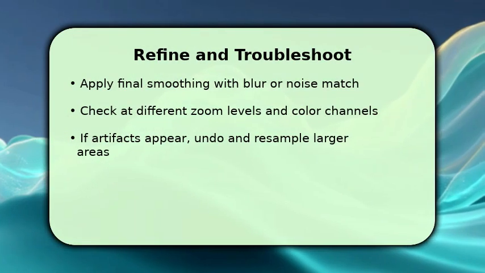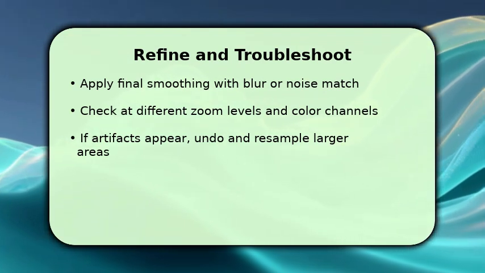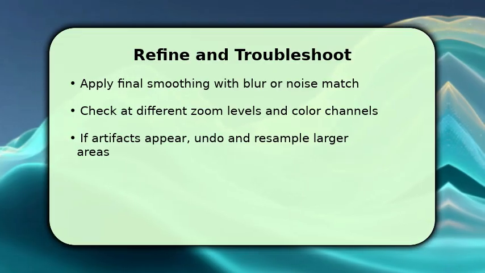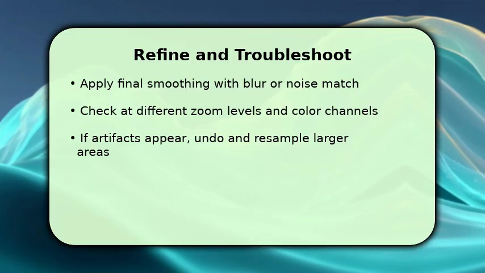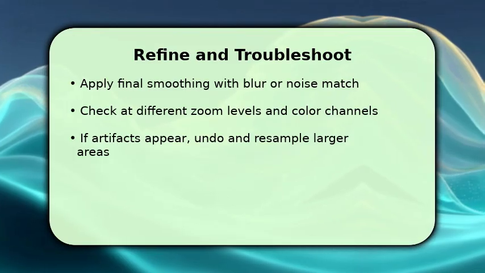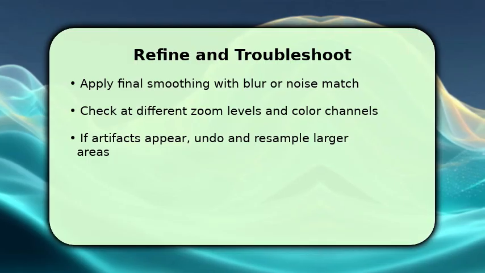You finish by refining color and sharpness so the repaired area integrates seamlessly. Use slight blur or add matching noise to mimic original grain, and inspect at multiple zoom levels and color channels to catch subtle mismatches. If you see halos or repeating artifacts, undo the last steps and resample from a larger, varied area. That prevents cloning patterns.